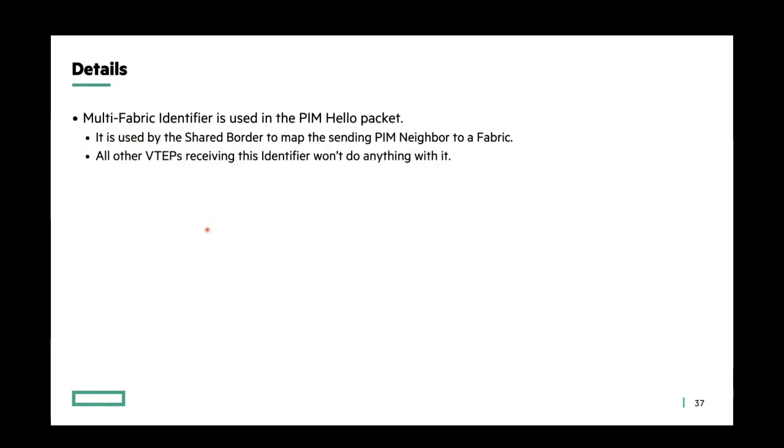To deep dive into this new capability, first, the multicast fabric identifier is sent by each edge VTEP within the PIM hello packet. This identifier is used by the shared border to map the sending PIM neighbor to a fabric. On the other side, it's also important to note that all the VTEPs receiving this identifier won't do anything with it.